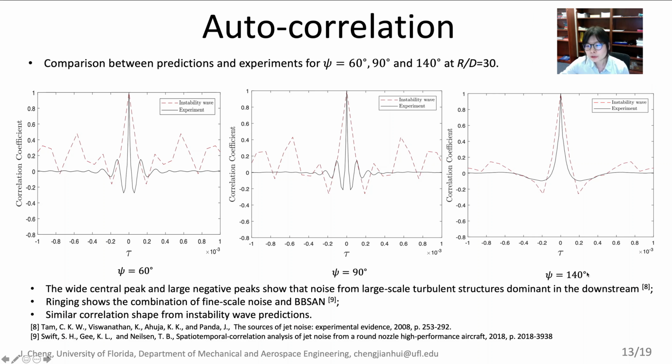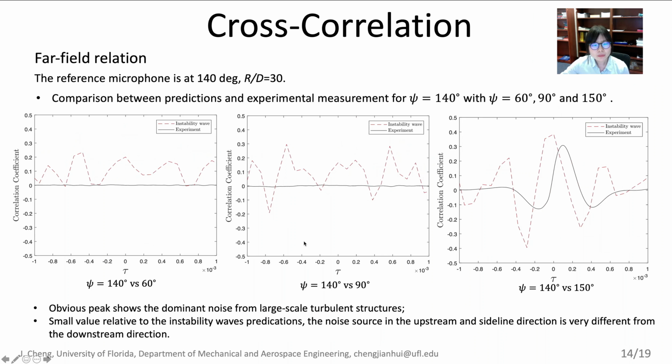At 140 degrees, you can see there's a wide and negative peak, which shows that the noise source is from large-scale turbulent structures. At 90 and 60 degrees, there's a clear ringing here, which means the noise source is a combination of fine-scale and broadband shock-associated noise. Our predictions also show a negative and wide peak at 60 and 90 degrees.